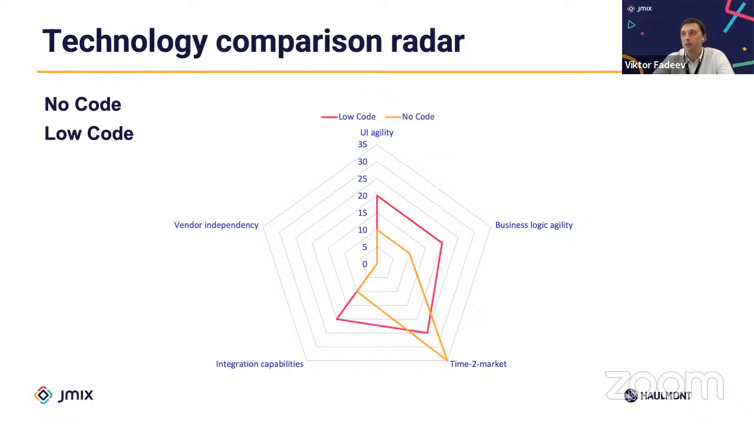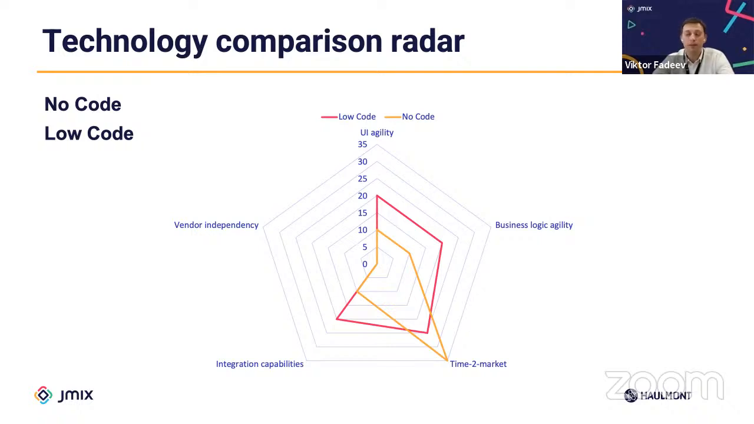The next technology is low code. Comparing against no code, you can see that this type of technology brings more in terms of UI agility. They usually give even mobile experiences, but with the lack of customization. You know that we are talking about UX design. It's always about fully customizable theme.